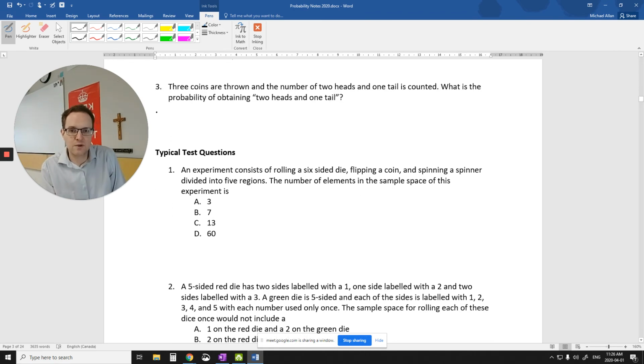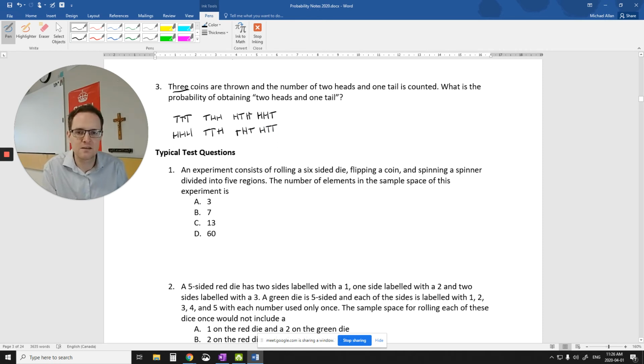Okay. 3 coins are thrown, and the number of 2 heads and 1 tails is counted. What's the probability of getting 2 heads and 1 tail? So these are 3 coins again. So we did this with the Trina, Lena, and Gina example. So I'm just going to write out our sample space. So those are all tails, all heads. We have this one, we have that one, and we have heads, tails. Okay. And then we have tails, tails, heads, tails, heads, tails, and then heads, tails, tails.